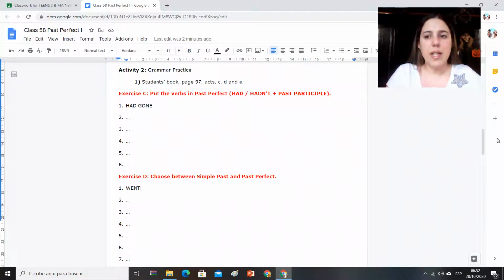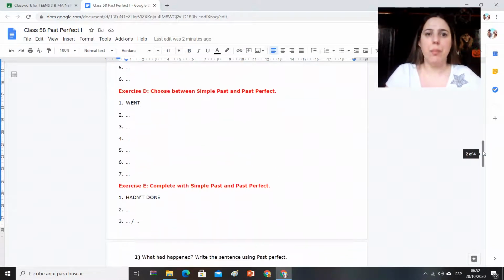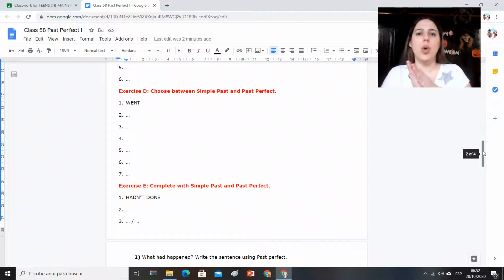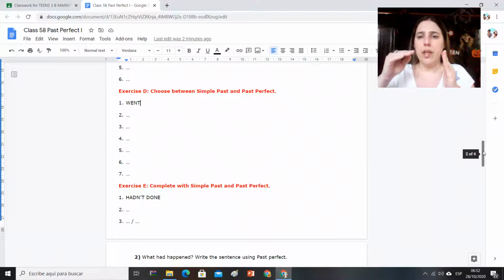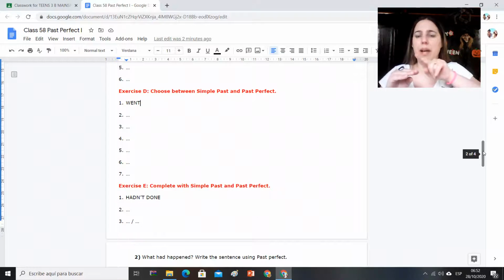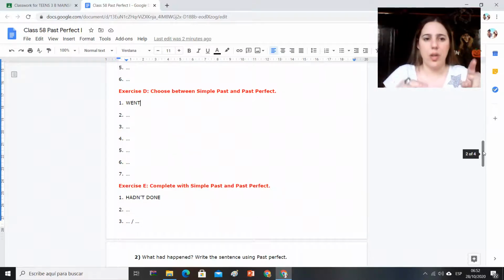In activity D, you are going to choose between simple past or past perfect. Pay attention, start reading. But if you realize that something happened before, que algo ya había sucedido antes de lo que dije, ahí elijan past perfect. Si hay secuencia ordenada, no es necesario. Ahora, el past perfect, recuerden que va a describir algo que ya había sucedido.